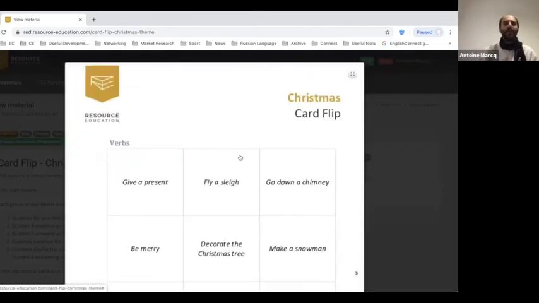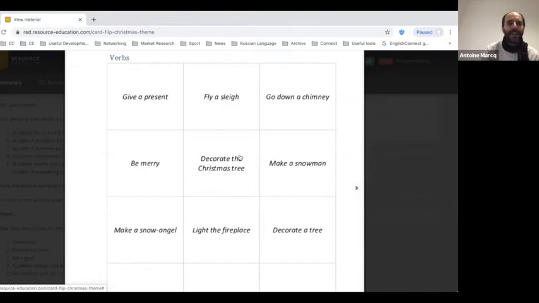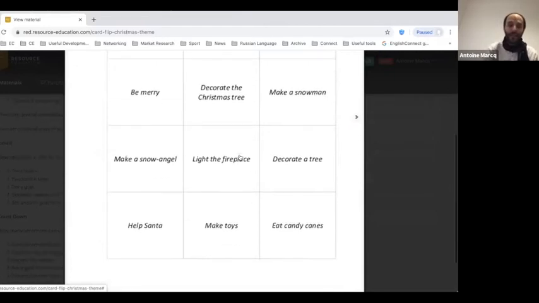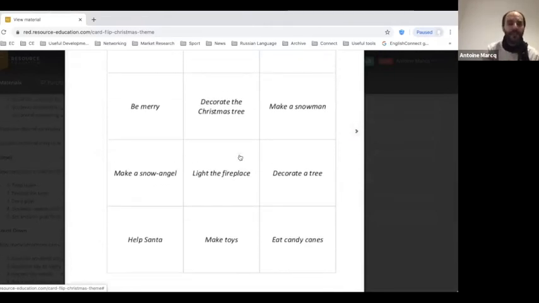A card flip or a tense build is a group of 3 stacks of cards. You've got verbs like give a present, fly a sleigh, go down a chimney, be merry, decorate the Christmas tree, make a snowman, make a snow angel, light the fireplace, decorate a tree, help Santa, make toys, and eat candy canes.